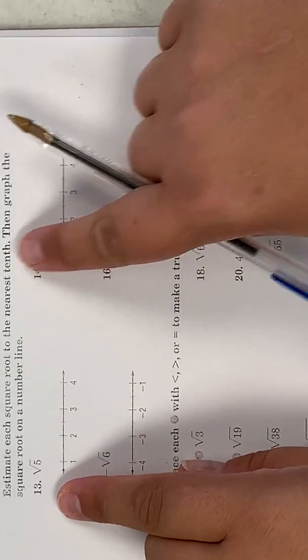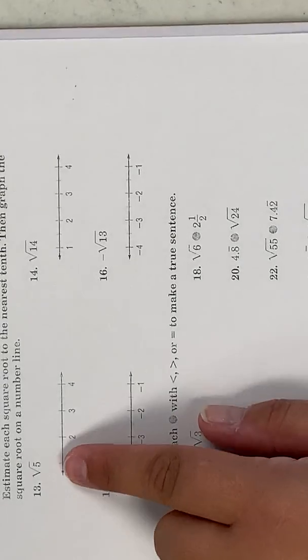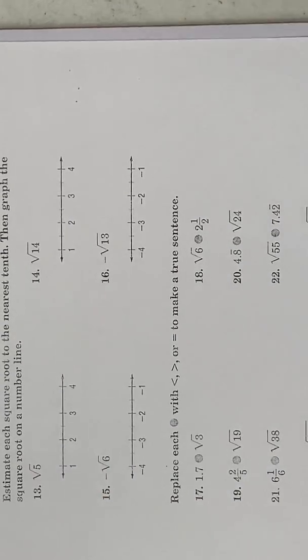Okay, so look at the first, which is 13 through 16. They're very similar to what you've done before. You need to take the actual square root and place it on the number line where it belongs. So if I've got square root of 5, is that rational or irrational? Irrational, because it's not perfect. I'm going to estimate it or use my calculator.